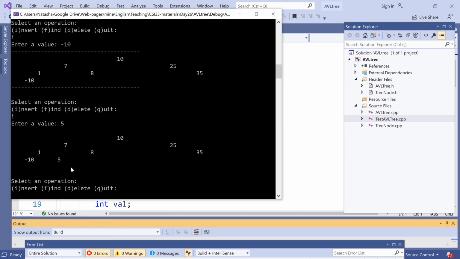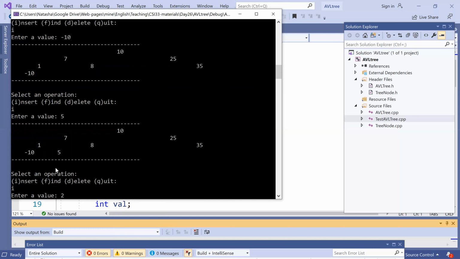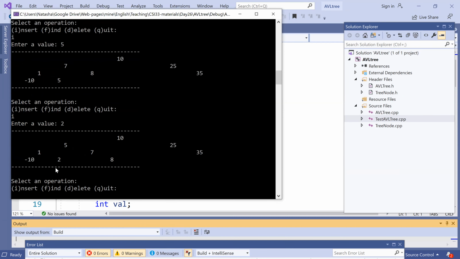It doesn't matter. What will happen afterwards is that the AVL property will fail at 7, because the height of this tree will be 0, right? And the height of this tree will be 1 and 2, right? So let's insert the 2. And you can see how the tree has changed, right? So no longer we have the 7 here, we have the 5.